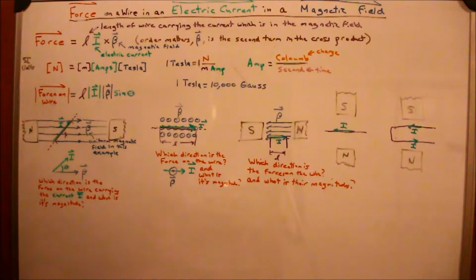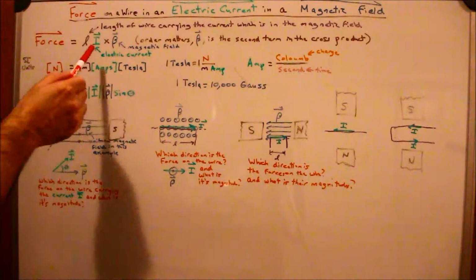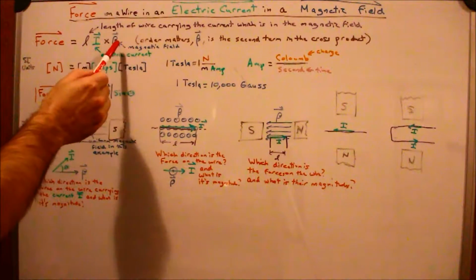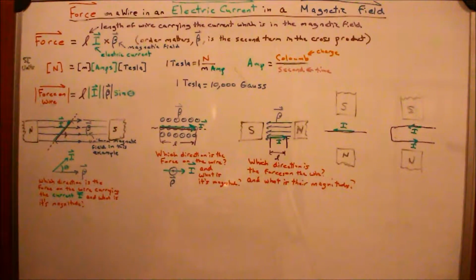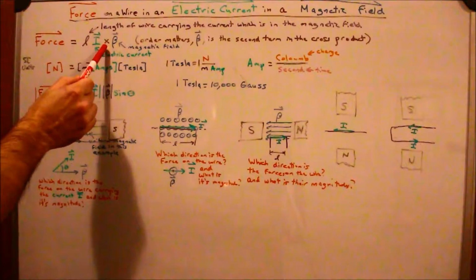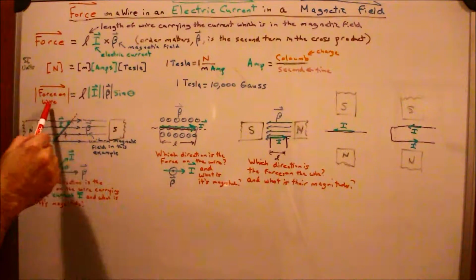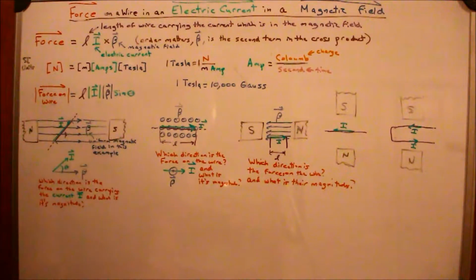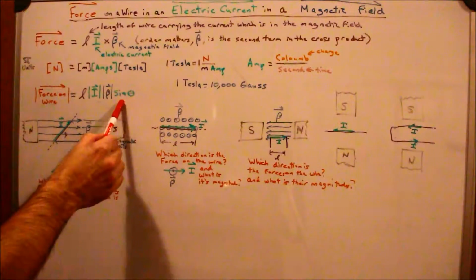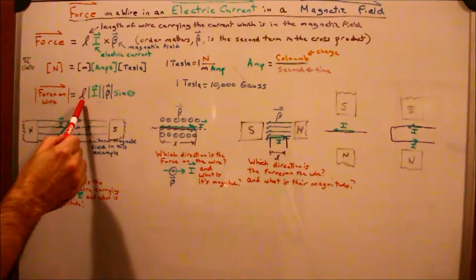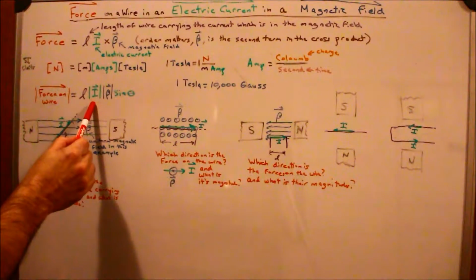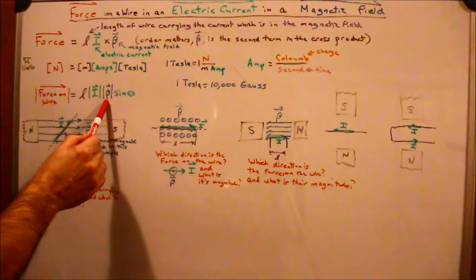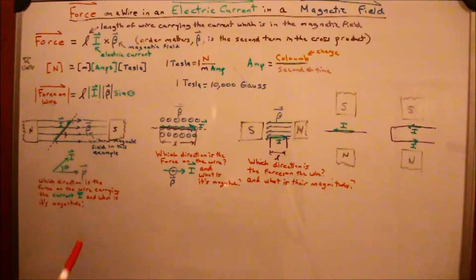You expect the higher the current level, the more amps, also the higher the force. So you expect that to be proportional, and you expect also that the higher the magnetic field strength, the more force it would be. So it makes sense that it's proportional to all three terms. But since it's a cross product, the magnitude also depends on the sine of the angle between them. So the magnitude of the length, magnitude of the current, magnitude of the magnetic field, and the sine of the included angle between the two.